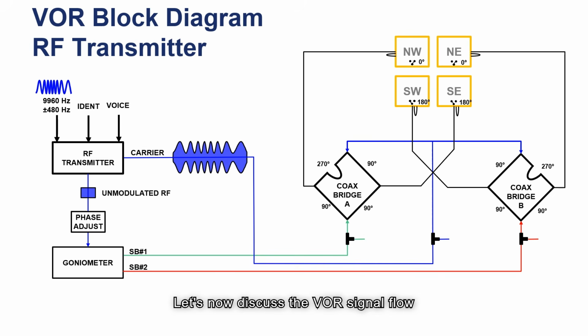Let's now discuss the VOR signal flow, beginning with the RF transmitter. We can see at the top left the 9960 Hz plus and minus 480 Hz signal originating from the audio generator. It deviates at a deviation ratio of 16:1 and is routed to the RF transmitter, where it amplitude modulates the carrier. The unmodulated RF output is a low-level carrier output that is routed through a phaser to a block labeled the goniometer. The phaser is used to set the phase of the goniometer outputs, sideband number 1 and sideband number 2, to match the carrier phase.